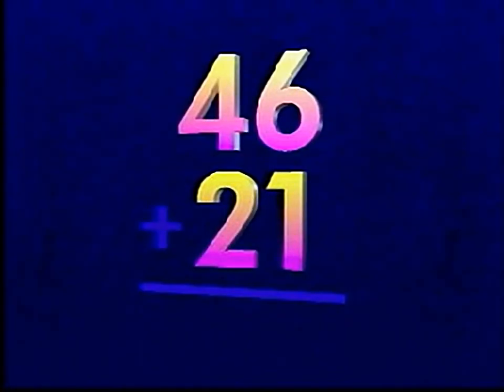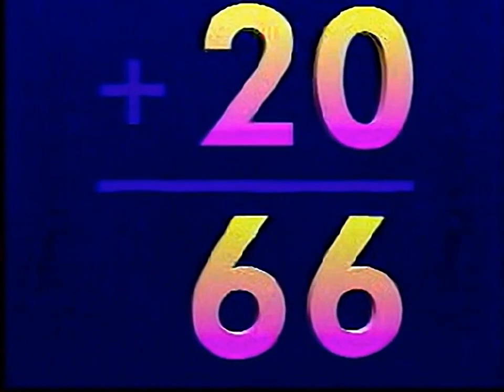46 plus 21. Notice the 21 is only one step greater than the easy to add 20. If we decrease 21 to 20, we can add it in our head. 46 plus 20, 66. Now we must readjust our answer back up one to 67.